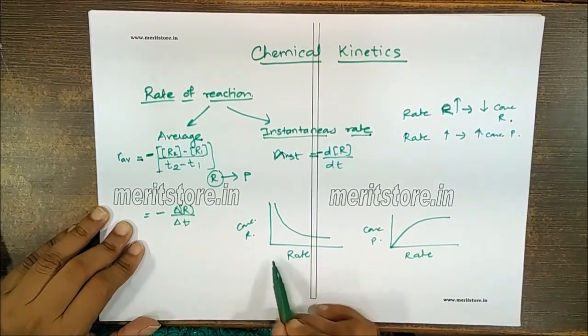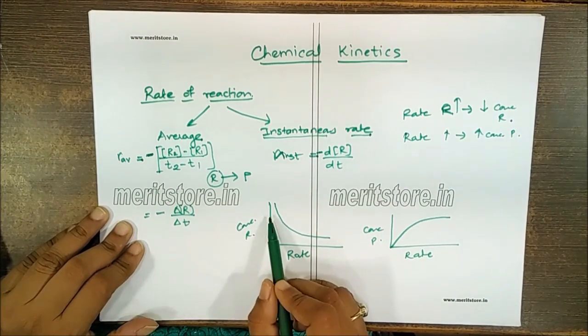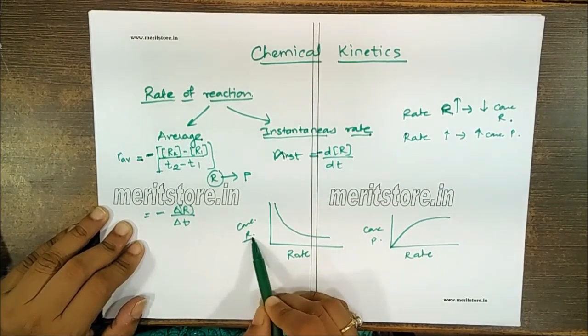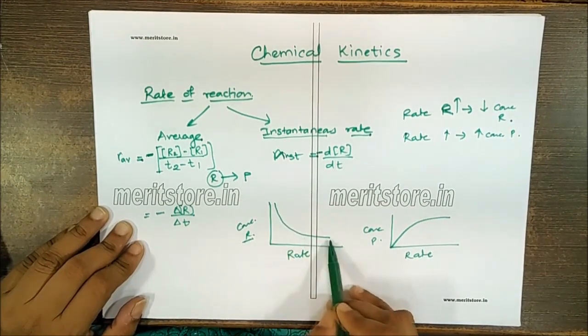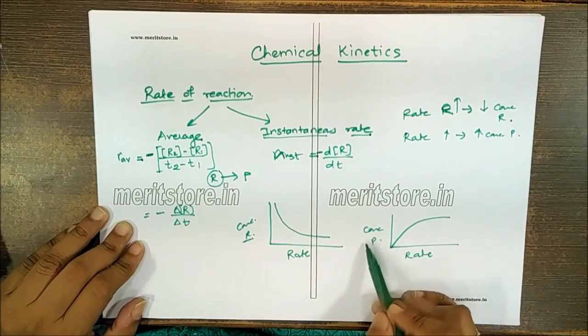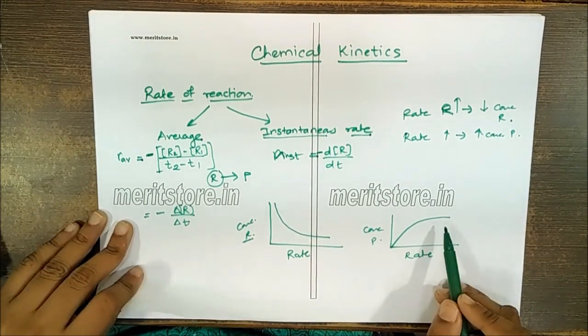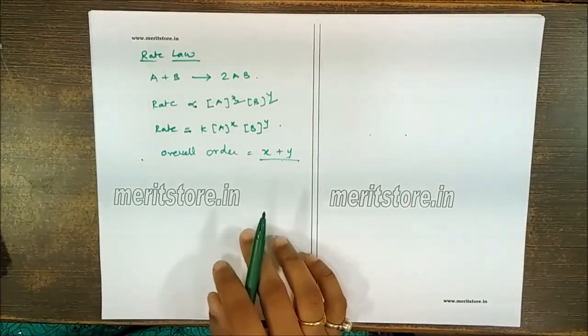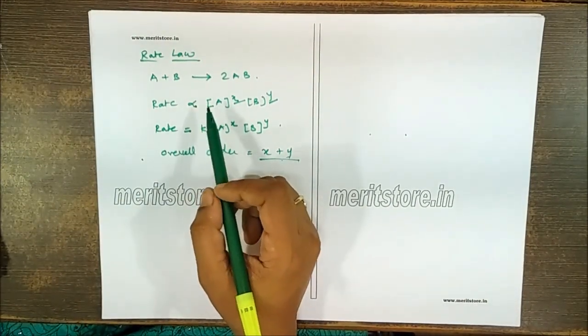So if we plot the graph of rate versus concentration, the concentration of reactant is expected to decrease while the concentration of product is expected to increase. We can talk about the next term, that is rate law.